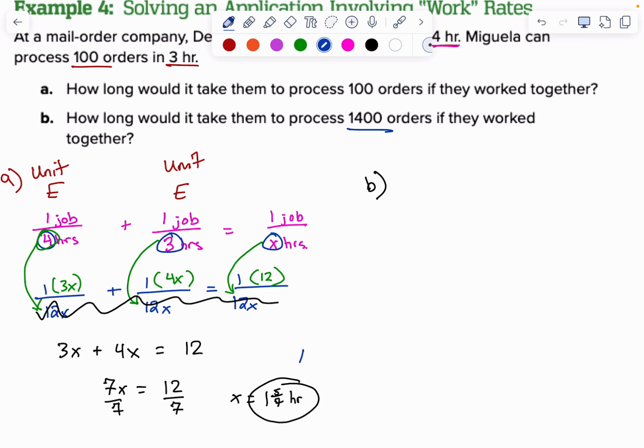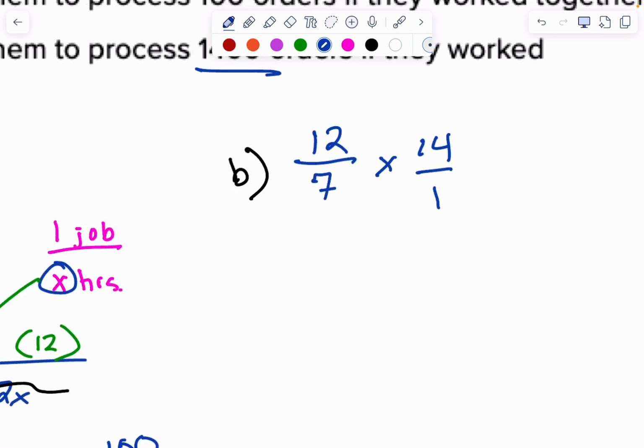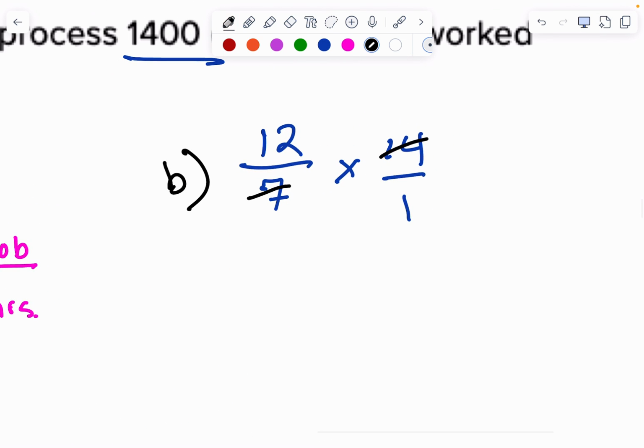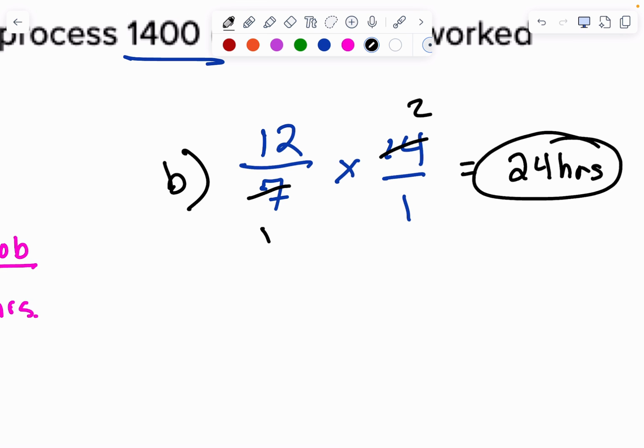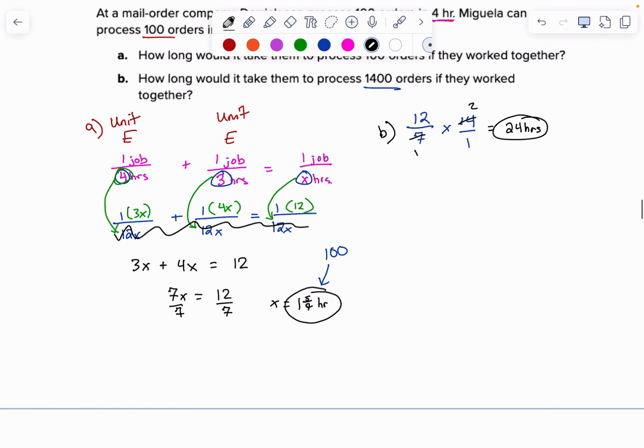This 1 5 sevenths hours is how many orders? 100 orders. So I have to take this number and multiply it by 14. I'm going to go 12 over 7 times 14 over 1, and if I reduce those, that would be 24 hours. It would take 24 hours to process 1,400 orders if they work together. That's 3 business days.